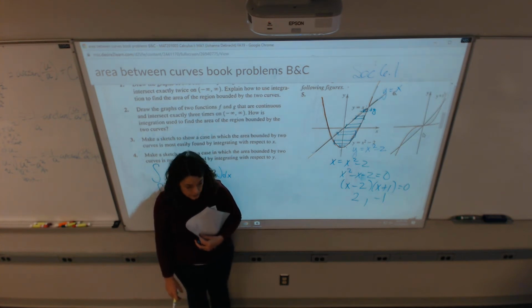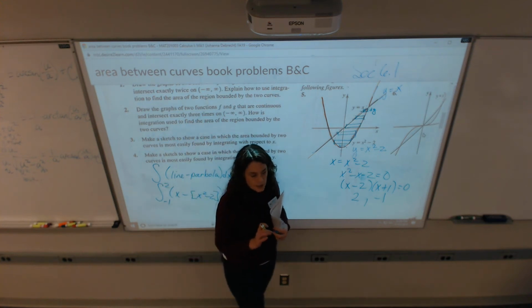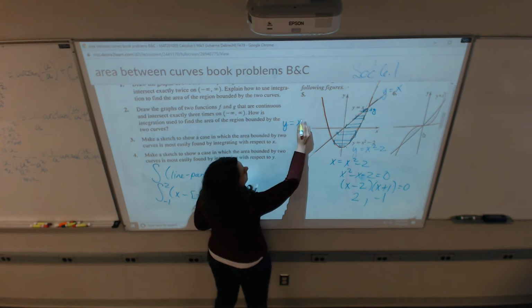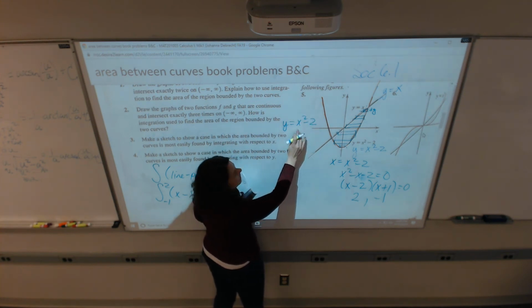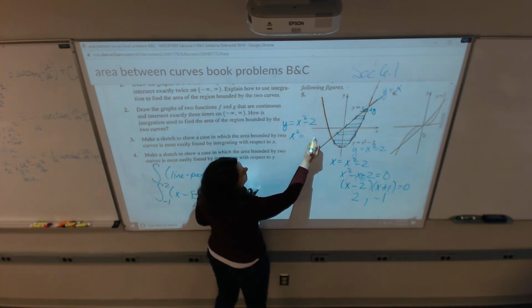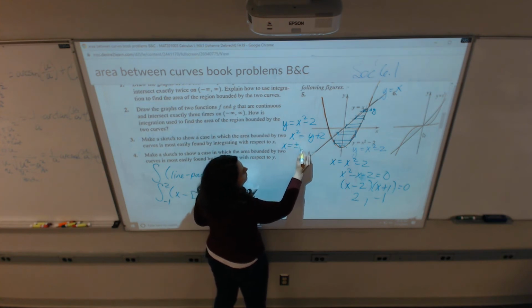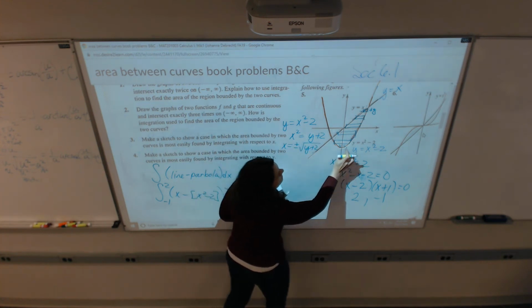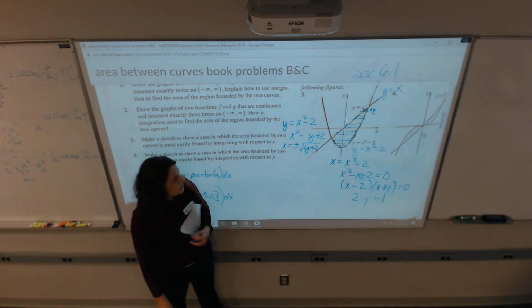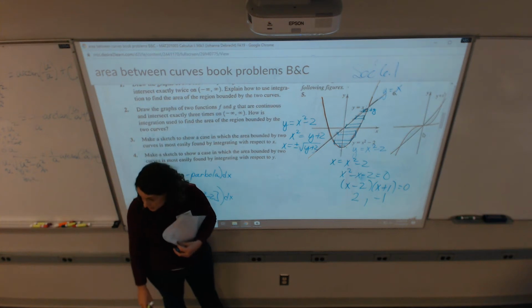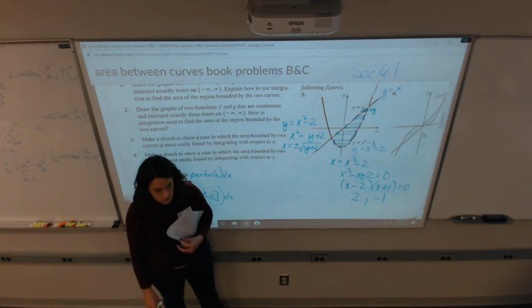It's the parabola, right? Now, if you're going to go with respect to y, I would have to take my equation, y equals x squared minus 2, and solve for x. So I would get x squared equals y plus 2, and then I have to take the square root. Which one is the one on the right? The positive is on the right or above. The negative is on the left or below. Up and right are positive, down and left are negative.